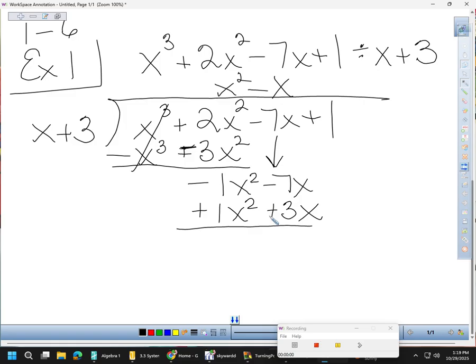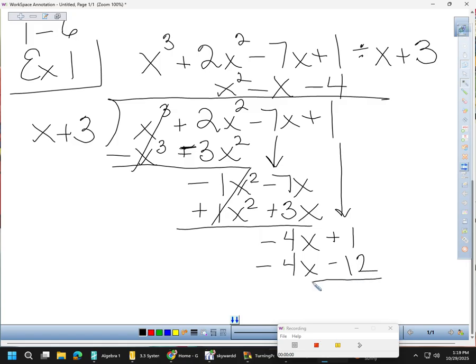Negative 1x squared and positive 1x squared cancel out. Negative 7x and positive 3x is negative 4x. I'm going to bring down my plus 1. What times x will give me negative 4x? Negative 4. Now we multiply. Negative 4 times x is negative 4x. Negative 4 times 3 is negative 12.